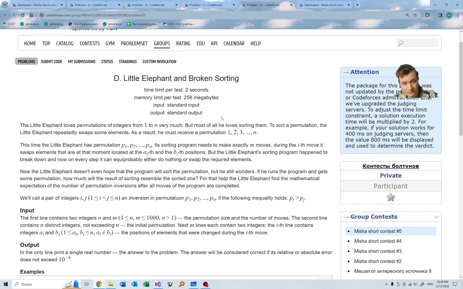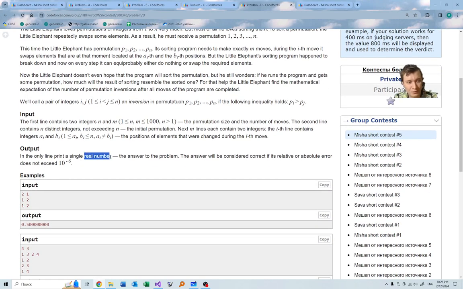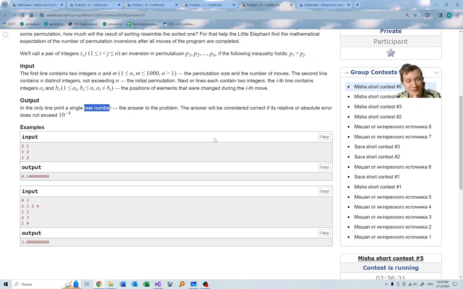Okay, if n equals 2, the problem is kind of easy because the answer is always 1/2. Again, a real number. Where are rational numbers modulo m? I'm not used to outputting real numbers. It's actually rare these days. I only remember it when real numbers matter at all, when it's a geometry problem and nothing else.